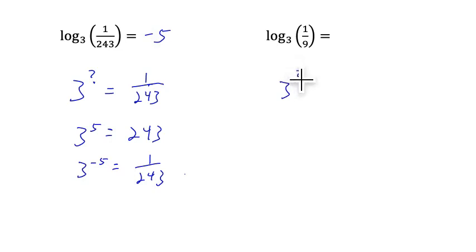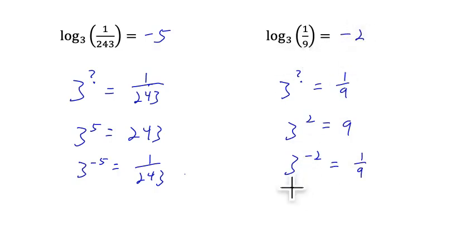All right, so we have 3 to some power equals 1/9. Well, we know that 3 squared equals 9, but we don't want 9, we want 1/9. To get that 9 in the denominator, we need a negative exponent. So log base 3 of 1/9 equals negative 2, because 3 to the negative second power equals 1/9.